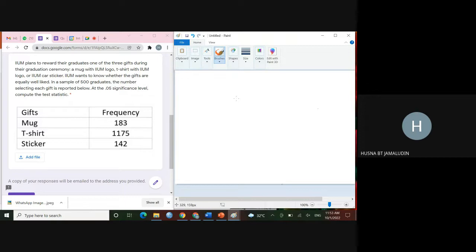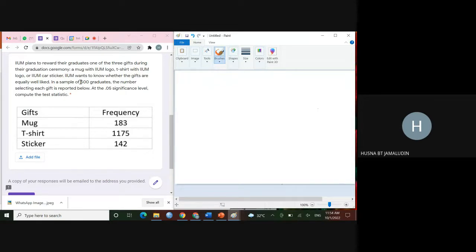The first one: IIUM plans to reward their graduates with one of 3 gifts during their graduation ceremony. Normally, when you are almost completing everything, on your graduation day you will get a token, not really of appreciation, but a gift as a remembrance of the university. They are planning to give 3 gifts: a mug with the IIUM logo on it, a T-shirt with the IIUM logo as well, or an IIUM car sticker.